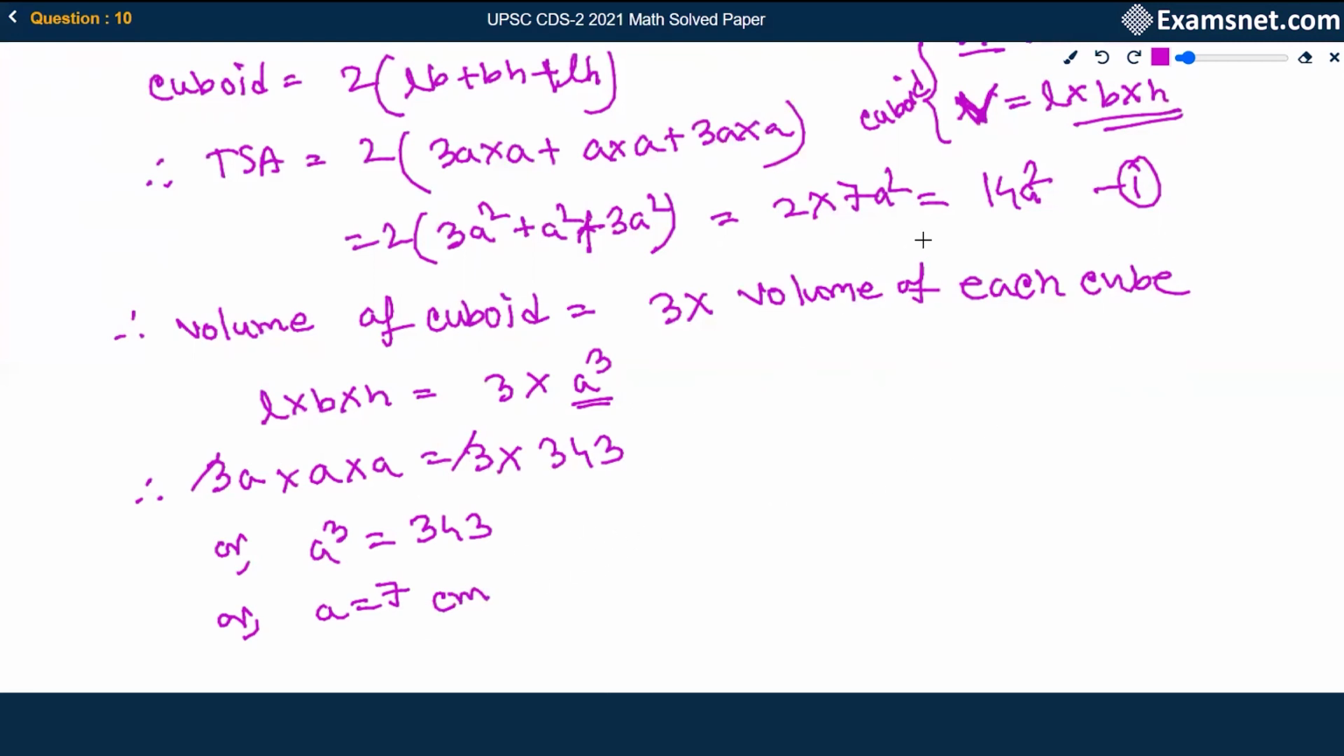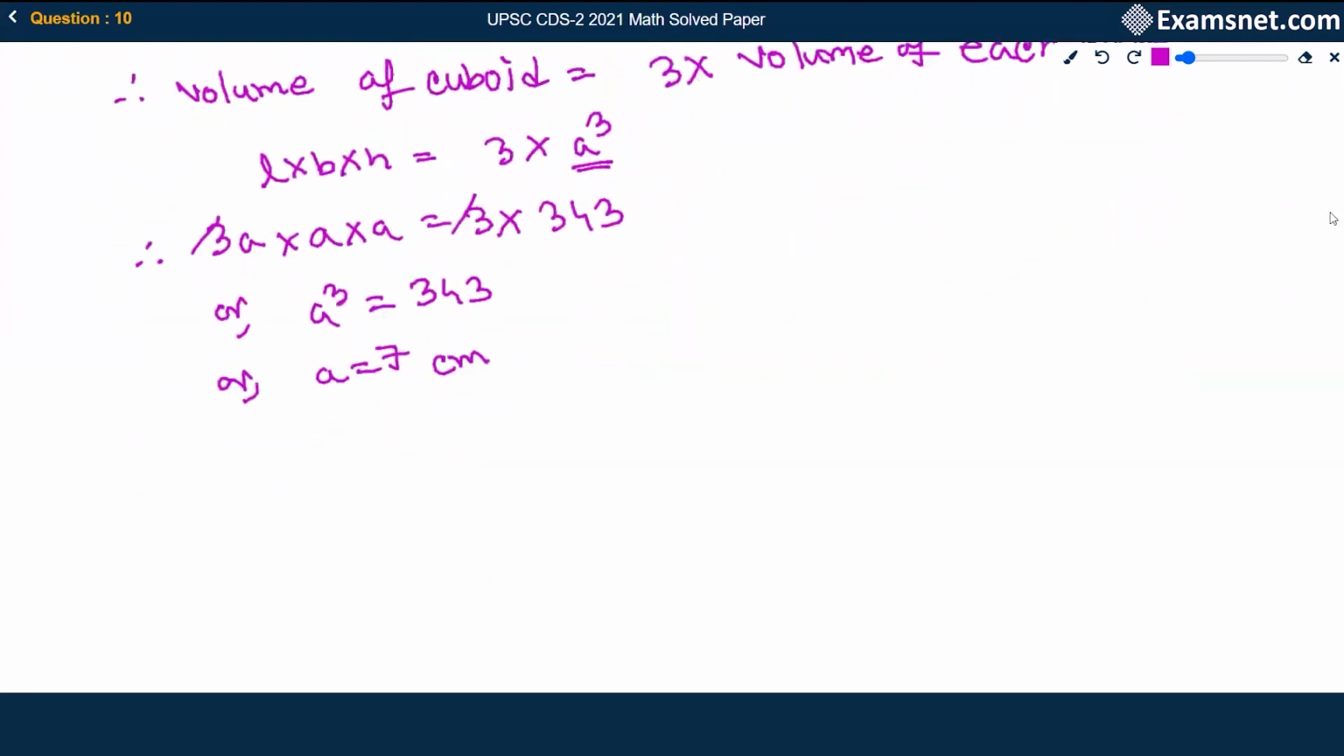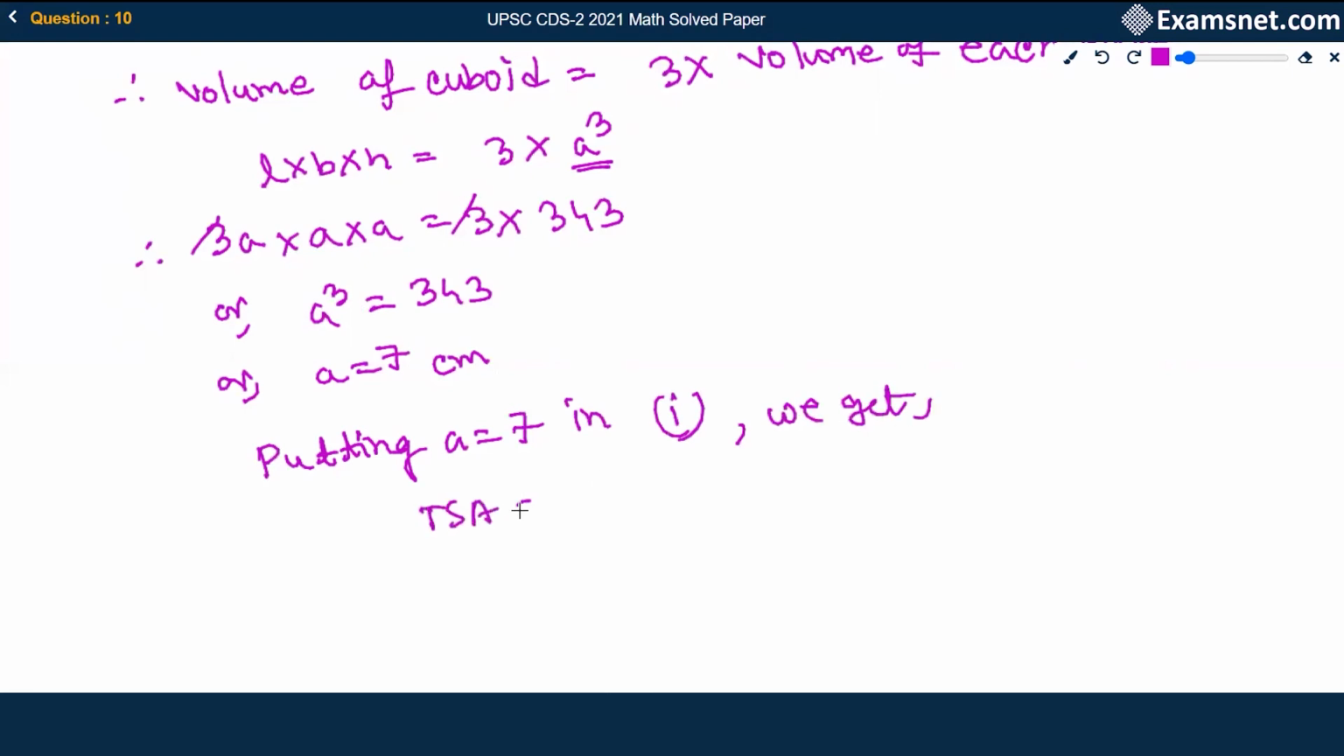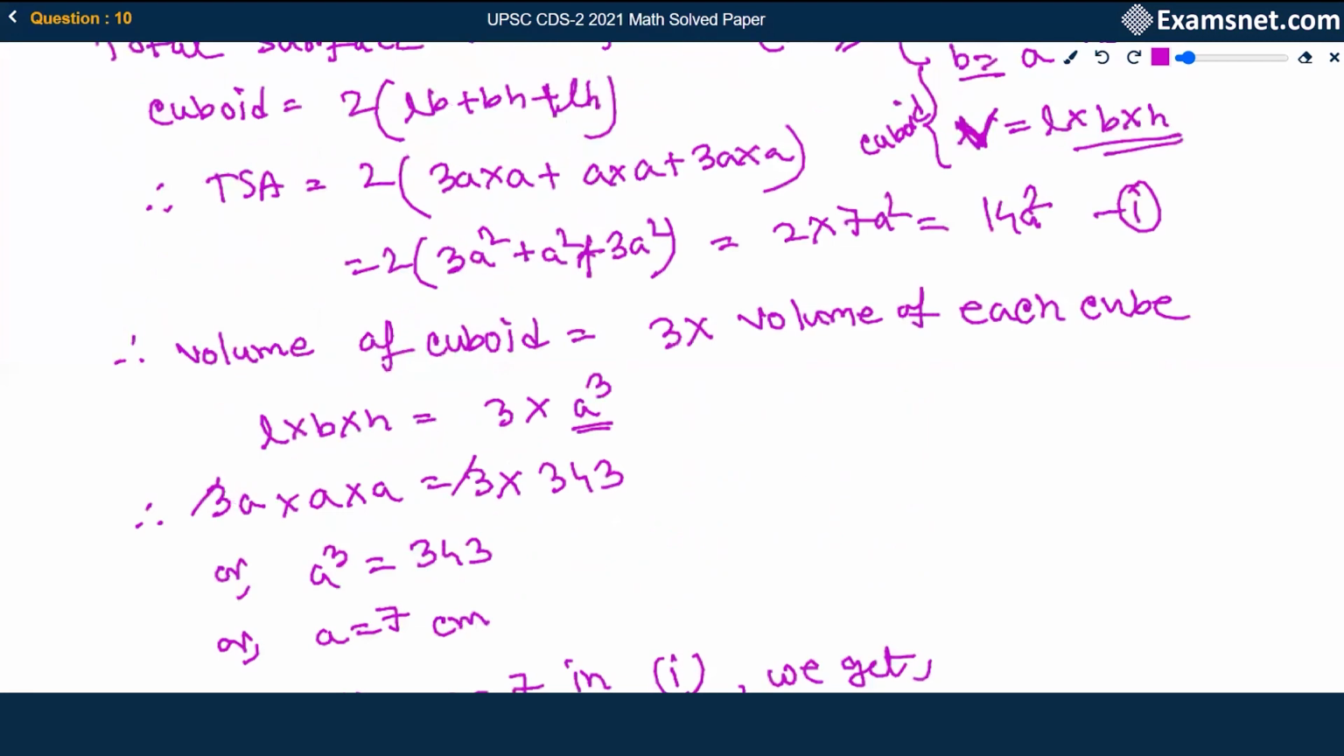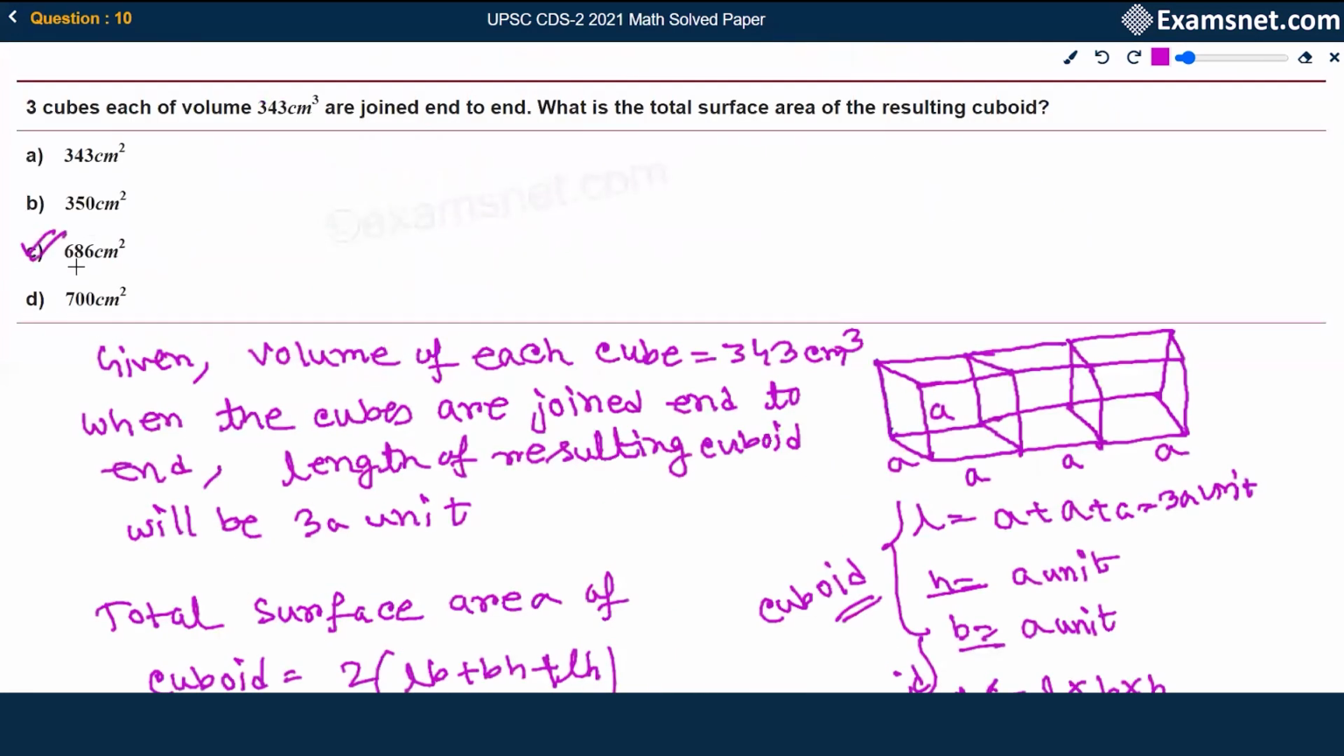Now we will put the value of A in equation number 1. Seven in 1, we get total surface area 14 A square, 686 centimeter square. So 686 centimeter square. Option C is the correct answer.